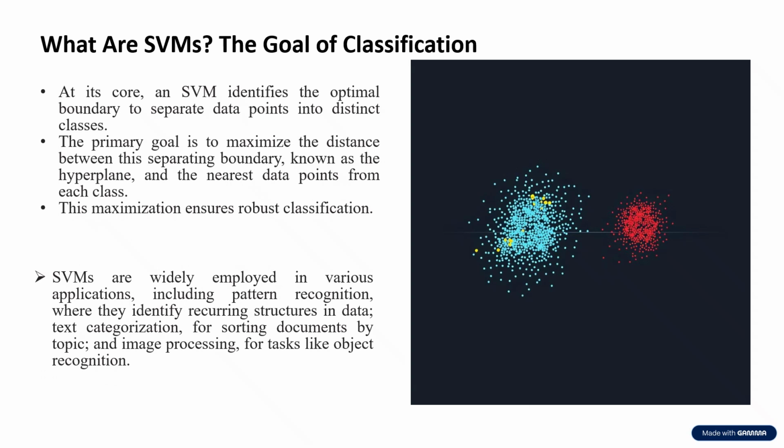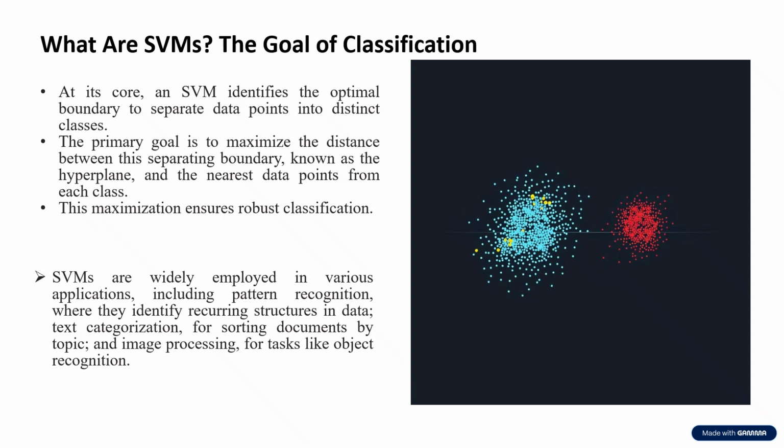So what are SVMs? What is the goal of classification? SVM identifies the optimal boundary to separate the data points into distinct classes. Two distinct classes we are going to make to separate the data points. First, the primary goal is to maximize the distance from the separating boundary. Second, we have to collect the data, make clusters, and make distinct classes.